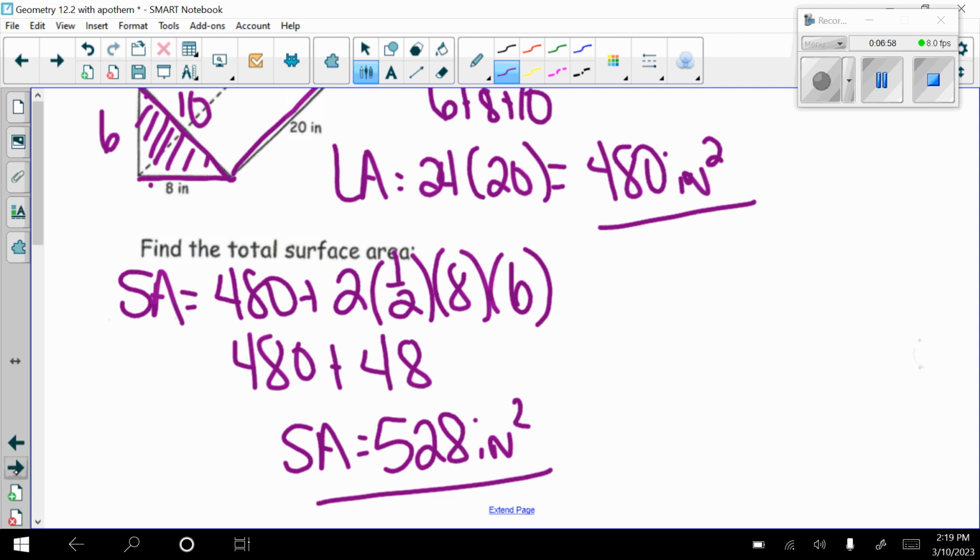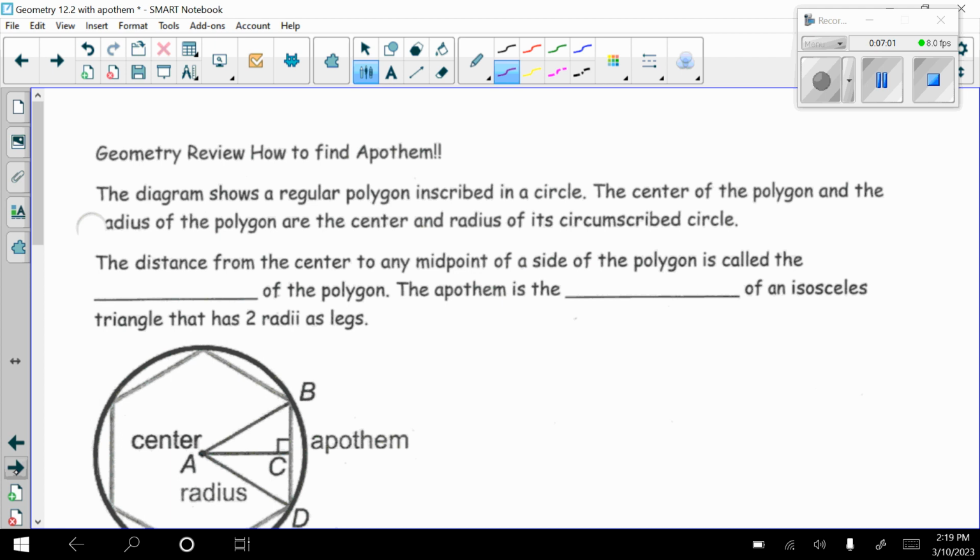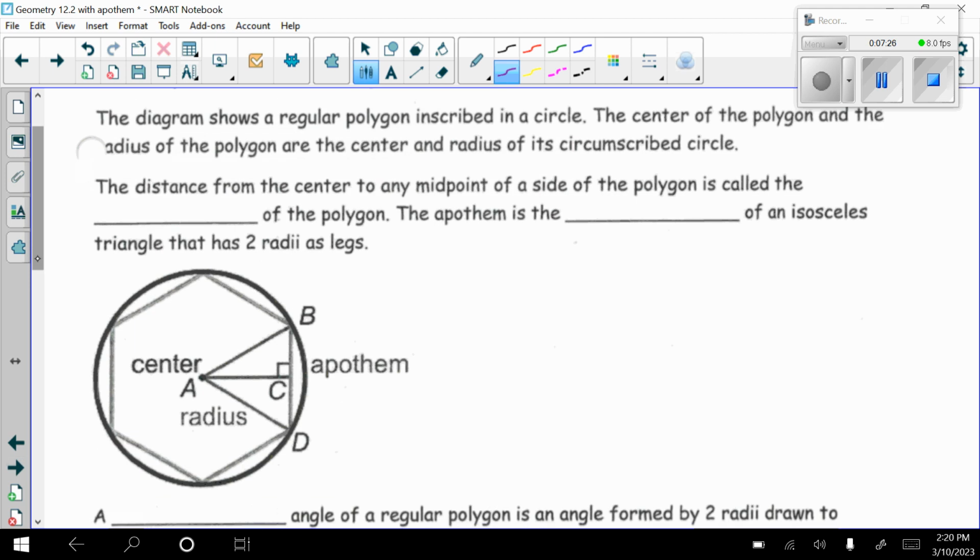All right, next we're going to learn about what's called an apothem. This would have been covered in chapter 11, I believe, but we're doing chapter 12 before 11, so we're going to talk about the apothem. The diagram below shows a regular polygon inscribed inside a circle. The center of the polygon and the radius of the polygon are the center and radius of its circumscribed circle. The distance from the center to any midpoint of a side of the polygon is called the apothem.